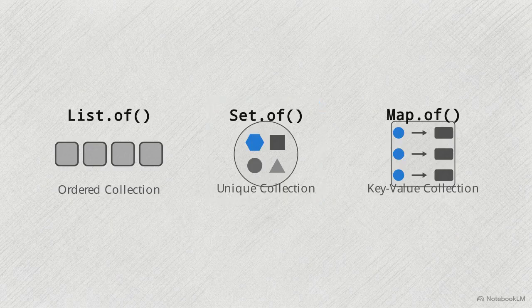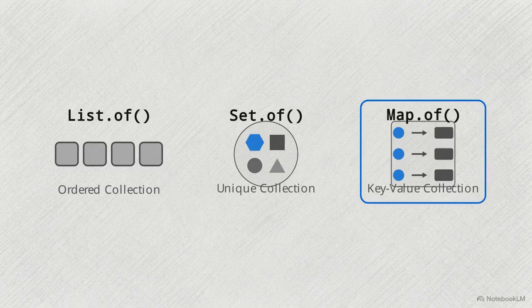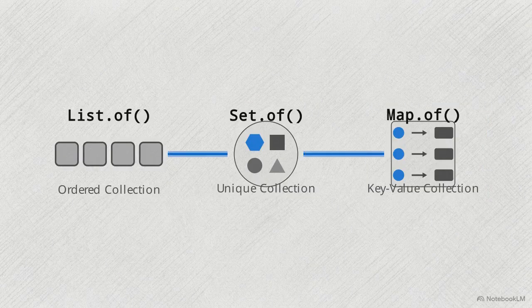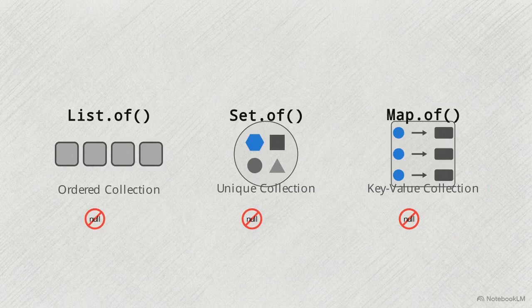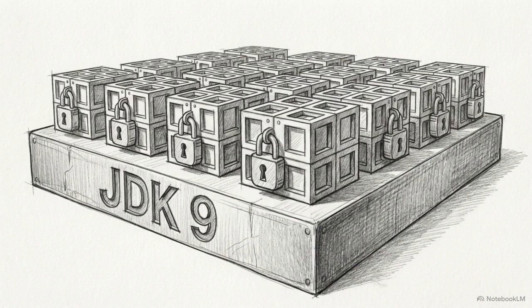This equivalent optimized method also extends to maps, even if the feature name doesn't explicitly mention them. These set and map variants inherit the same functional constraints, absolute null hostility and rigid non-modifiability. JDK 9 deployed a unified, ecosystem-wide framework for immutable collection instantiation.